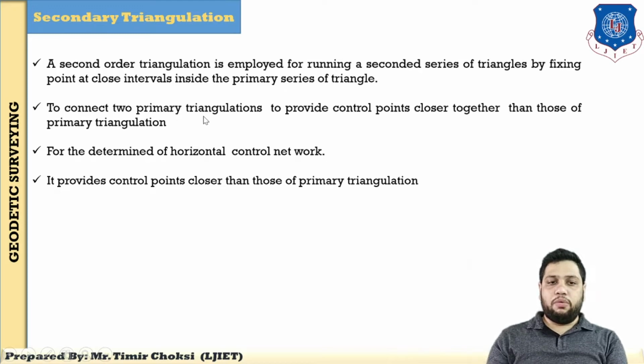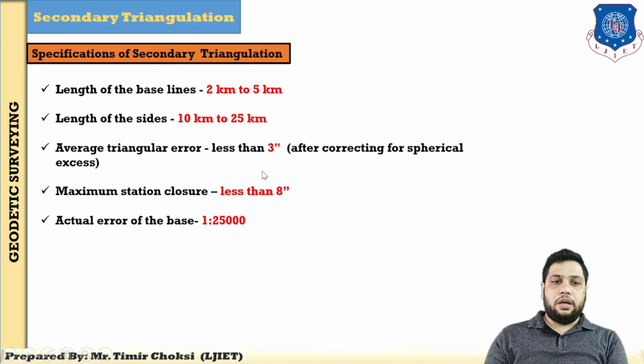It is used to connect two primary triangulations and to provide control points closer together than those of the primary triangulation. For determining the horizontal control network or points, we use the secondary triangulation. It provides control points closer than those of the primary triangulation because this type of triangulation runs within a primary triangulation series. Now some specifications of the secondary triangulation.